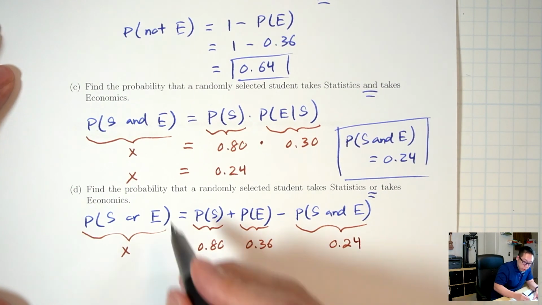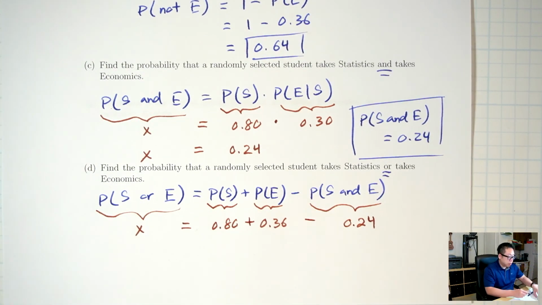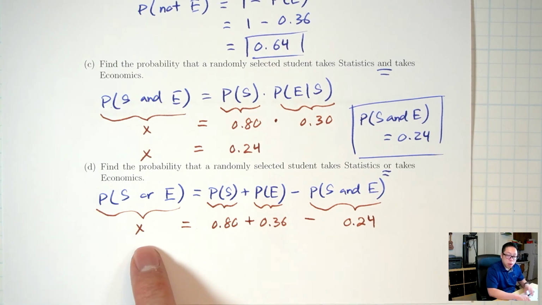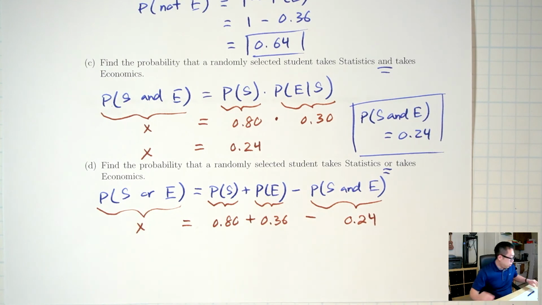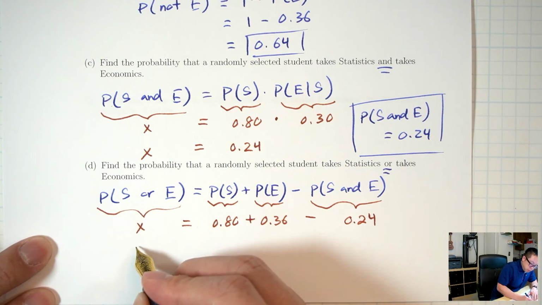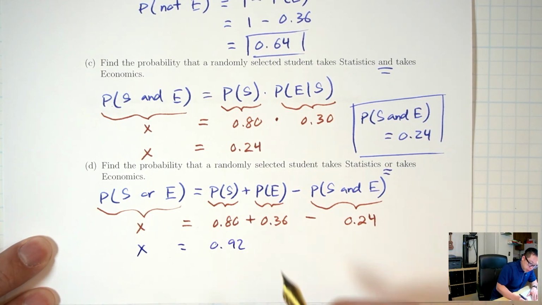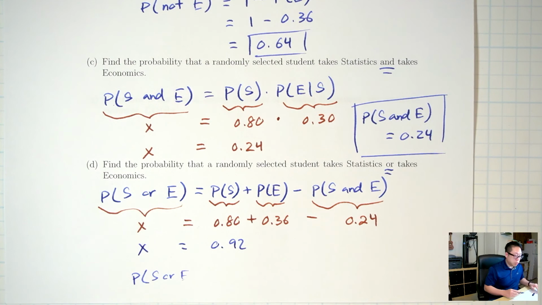Go through, fill in the symbols. There's an equals here. Be careful with the symbols. There's a plus here. There's a minus here. And then get the X by itself. The X is already by itself, so all you need to do is do the right side. And it's 0.80 plus 0.36 minus 0.24. And you get 0.92. Okay, so what we found was the or. So probability of S or E is 0.92.